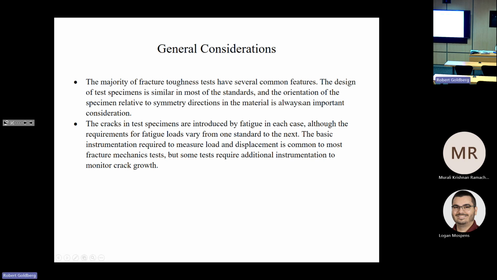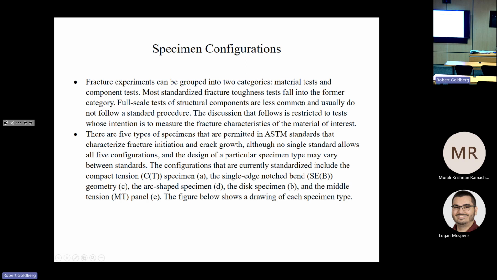Now, the cracks in the test specimens are introduced by fatigue, as we'll talk about, although the requirements for fatigue loads vary from one standard to the next. And the basic instrumentation required to measure load and displacement, and we'll just talk briefly about that, is common in most fracture mechanics tests, but some tests require additional instrumentation to monitor the crack growth.